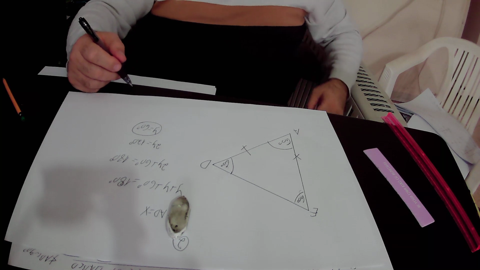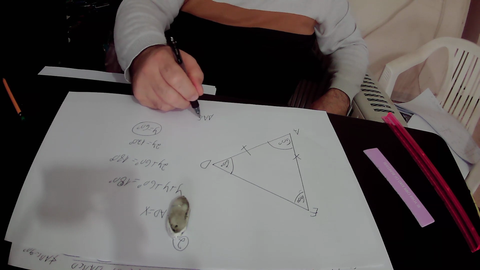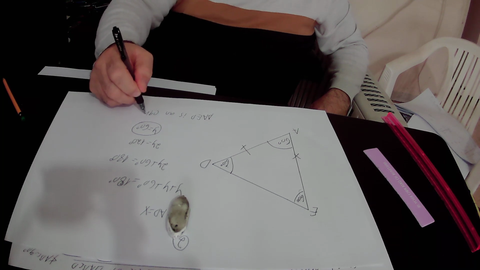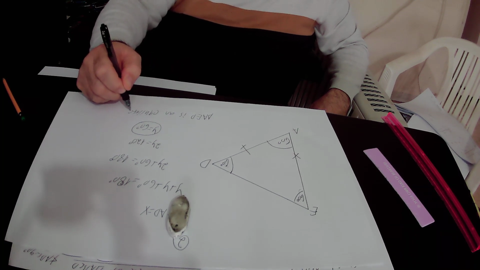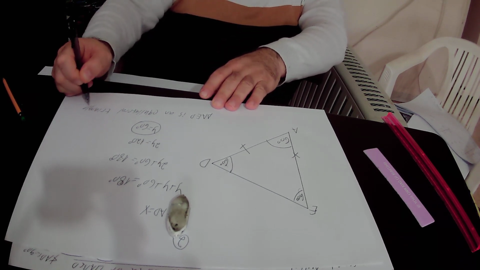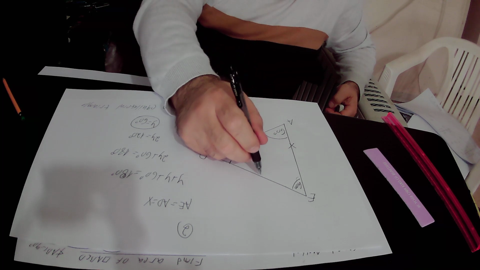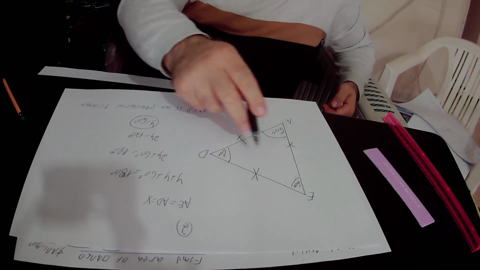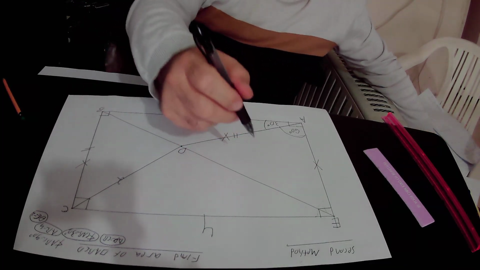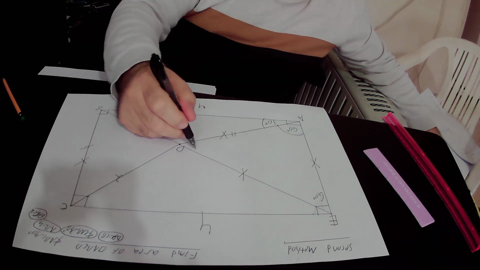So actually, triangle AED is an equilateral triangle. That is to say, all of its sides are equal to each other, so ED will also be equal to x, and all of its angles are equal to 60 degrees. So here we can write down that this side equals x, this angle equals 60 degrees, and this angle also equals 60 degrees.